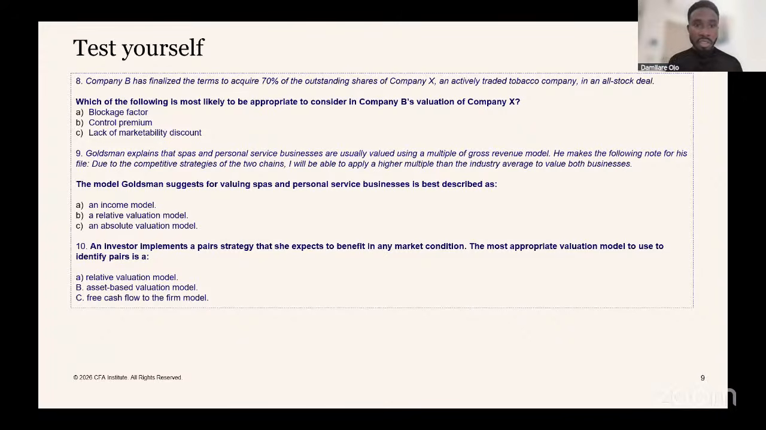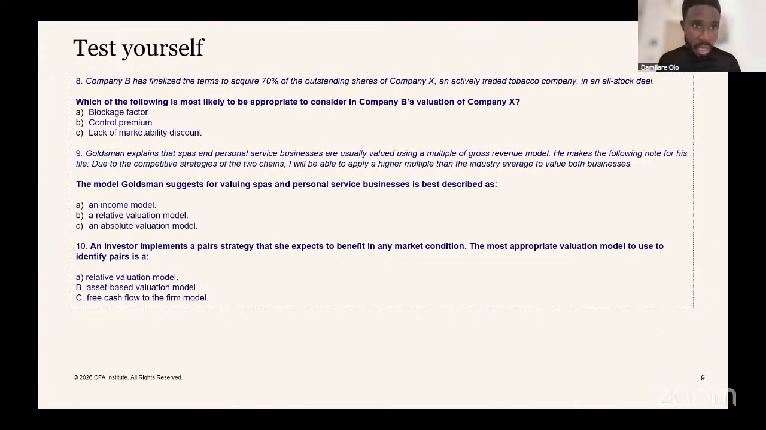The model Goldsman suggests for valuing spas and personal service businesses is best described as what? Income model, relative valuation, or absolute valuation? Okay, what are we saying? Okay, 9B, relative valuation. That is correct because you are using a higher multiple than the industry. So essentially, you are comparing the multiple with that of the industry. I will choose to use a higher multiple than the industry based on the competitive strategies. That is relative. That's correct.